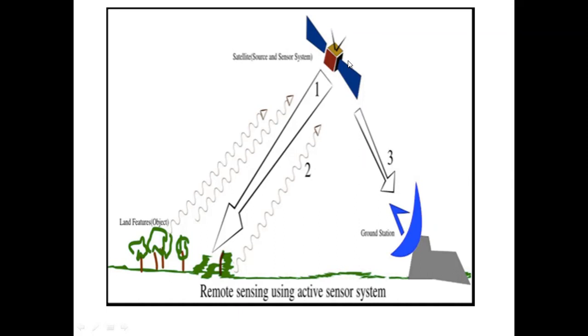Here the natural source of energy is not present, so the source of energy is given by the satellite or the sensor. Means here an artificial source of energy is used for the remote sensing process, so it is called active remote sensing.